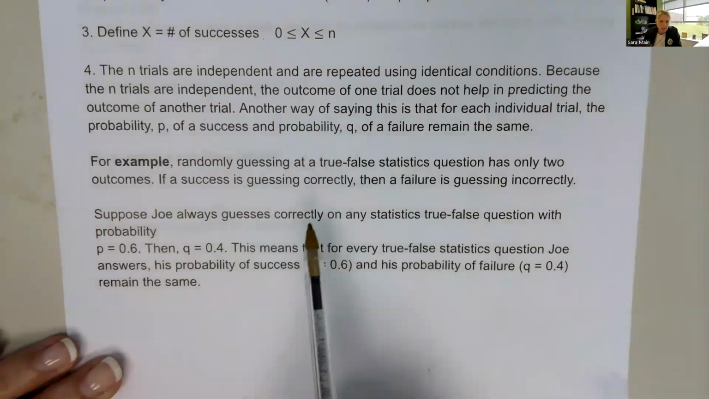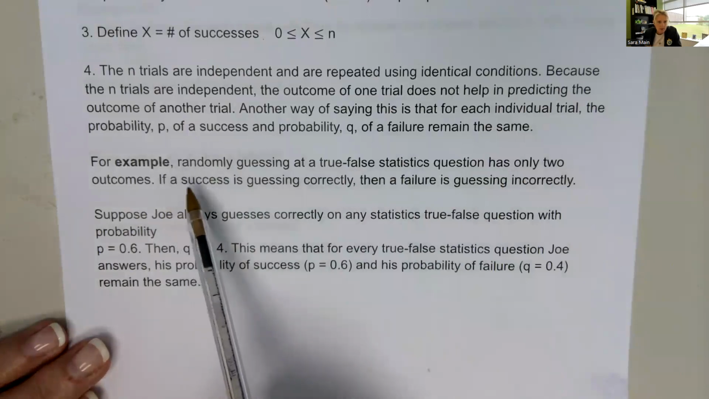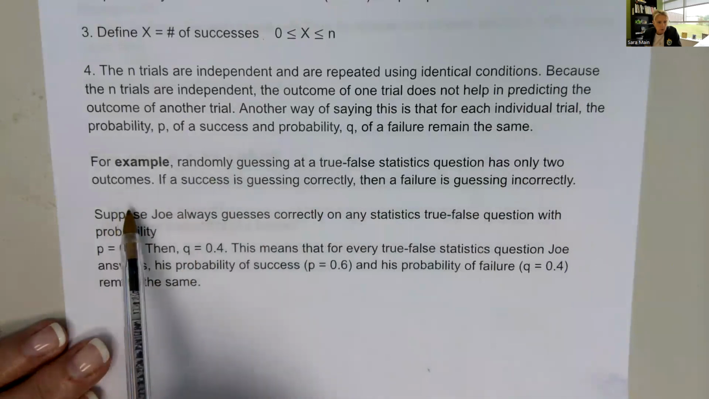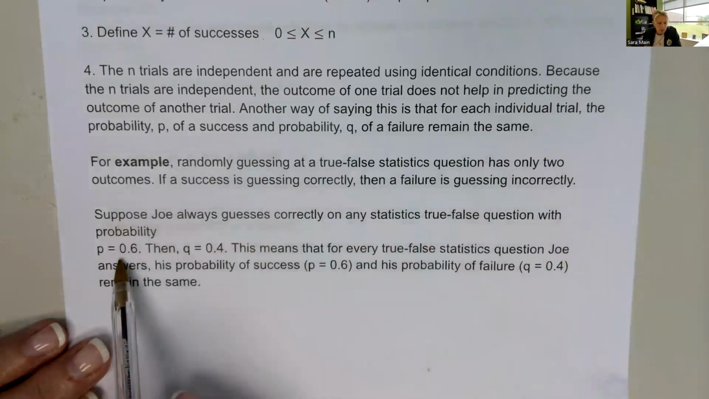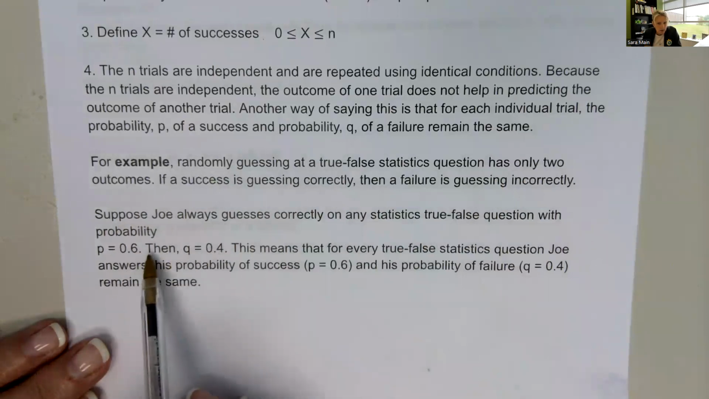For example, randomly guessing at a true-false statistics question has only 2 outcomes. If a success is guessing correctly, then a failure is guessing incorrectly. Suppose Joe always guesses correctly on any statistics true-false question with probability of 0.6, then Q must be 0.4. They must add to 1.